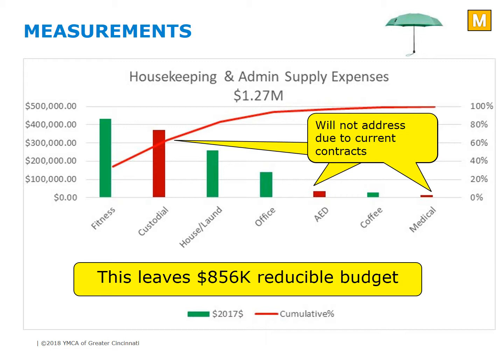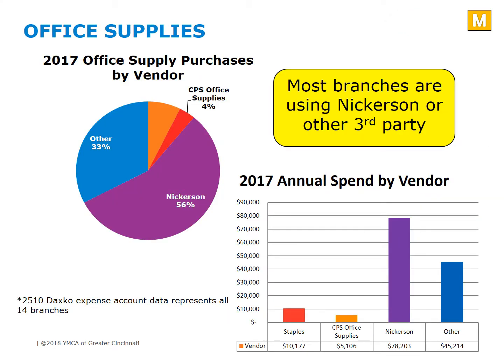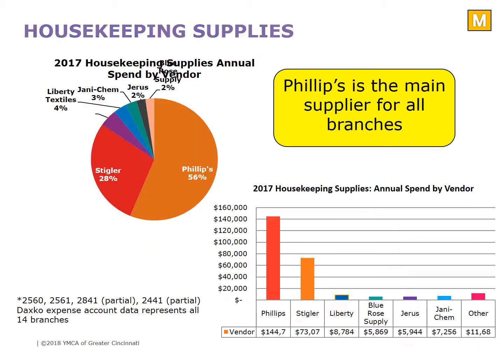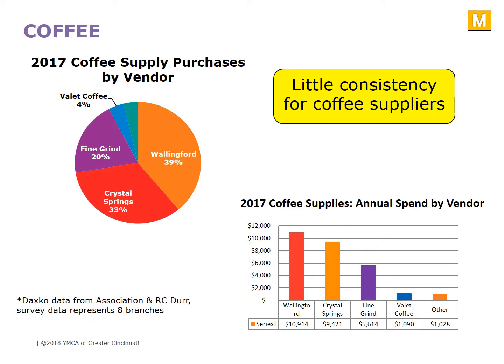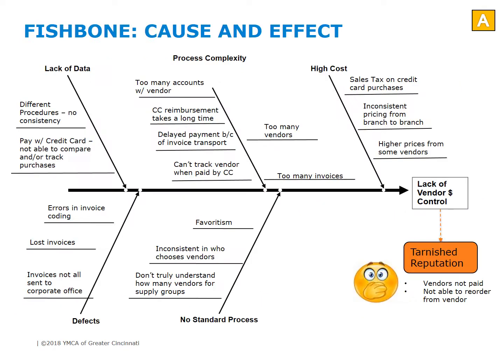In the measure phase, the team collected data on which suppliers were being used for each category. This analysis shows that Nickerson was the most common office supplier, and that Phillips was the top supplier for housekeeping. There was very little consistency for coffee suppliers. In the analysis phase, the team used a fishbone diagram to identify causes that lead to the effect, lack of vendor control. There were five primary causes: lack of data, process complexity, high cost, defects, and no standard process.